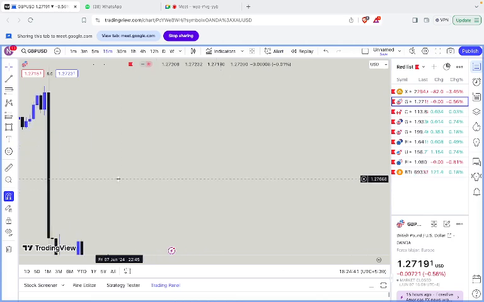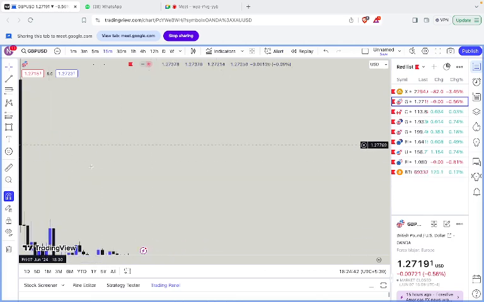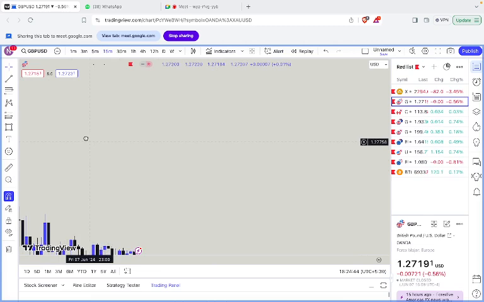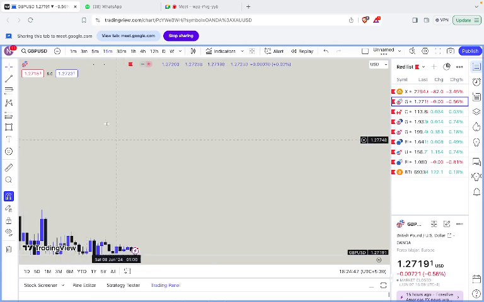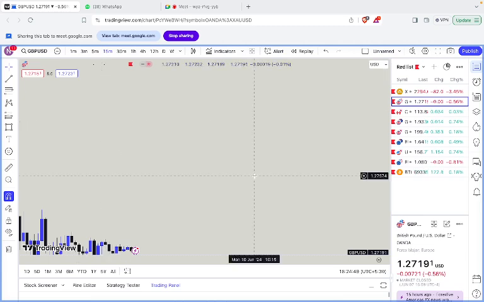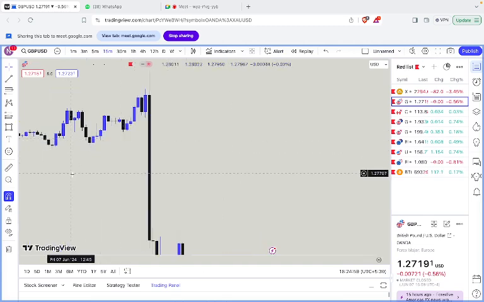And also one more thing. Sometimes you may find doji candles. In engulfing, we don't mark the doji candles. We will mark the candle which is beside the doji candle. We don't mark the doji candles. Remember this point.